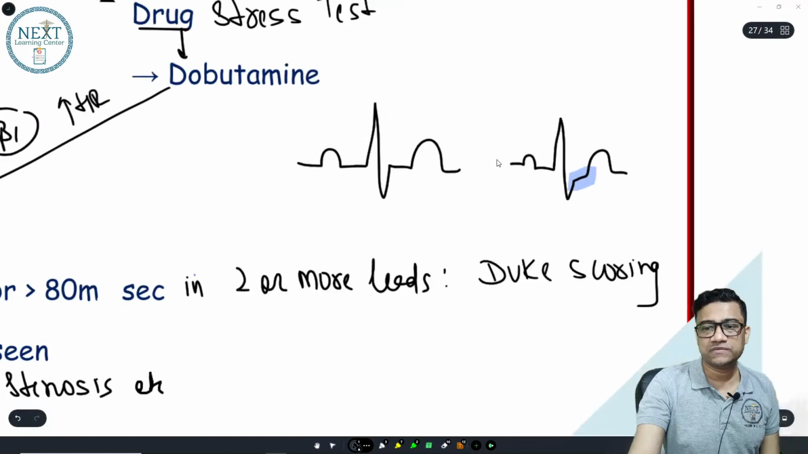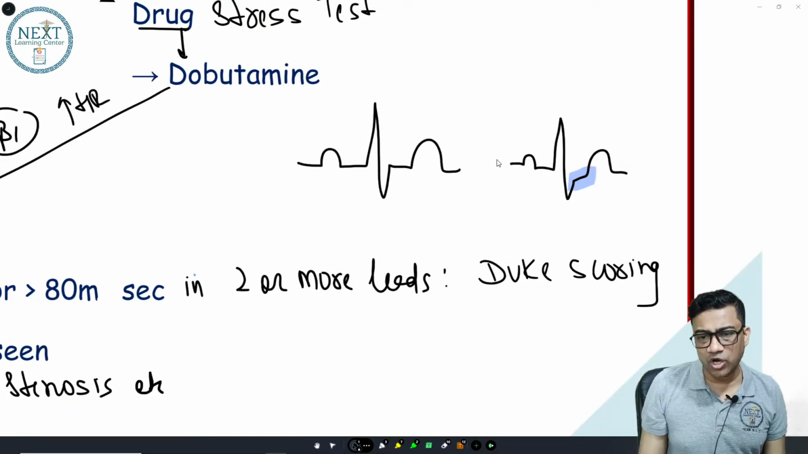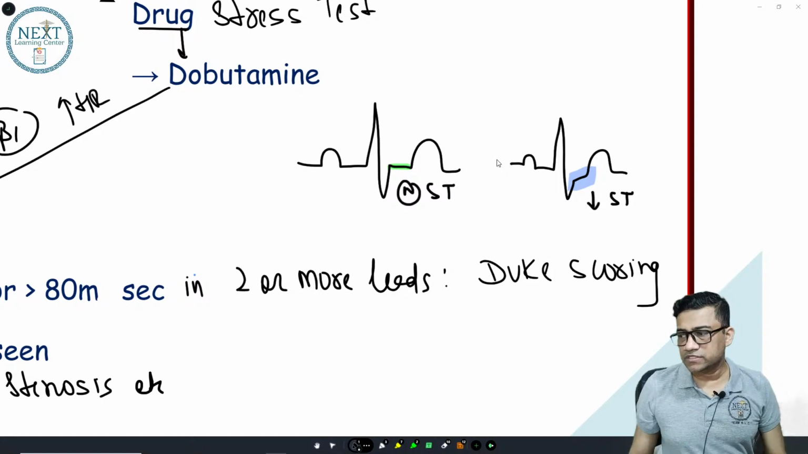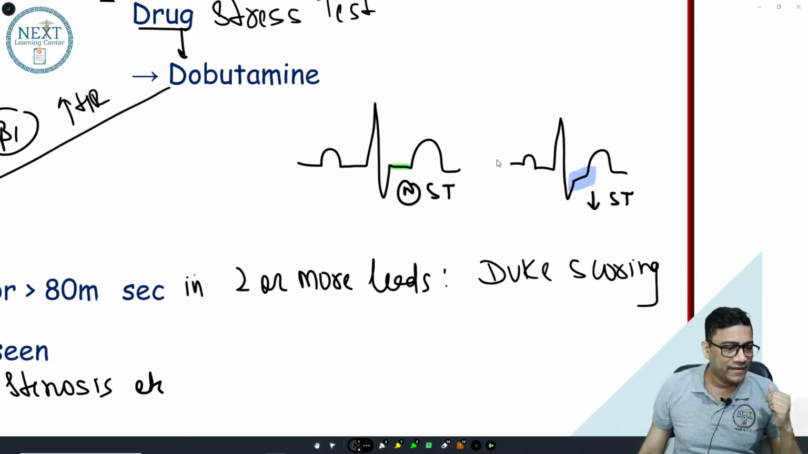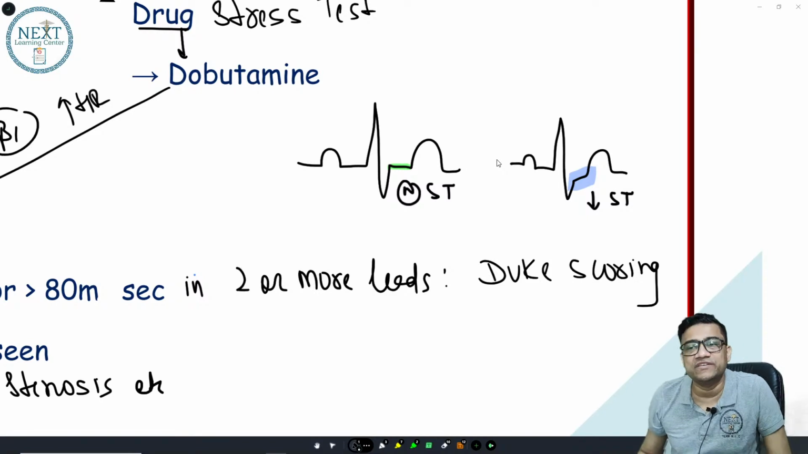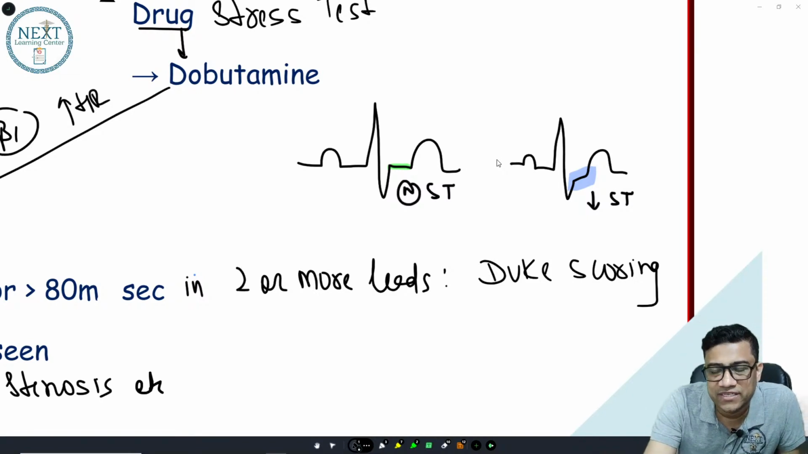So can you see this? This is ST, normal ST. This is green, normal ST. This is our normal ST. This is your depressed ST. This is decreased ST. Are you clear? If the patient cannot do exercise, then obviously we'll go for the drug test. ST depression is there. Okay.